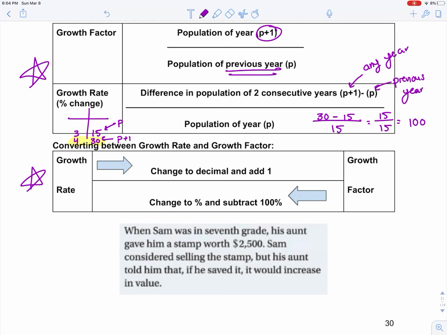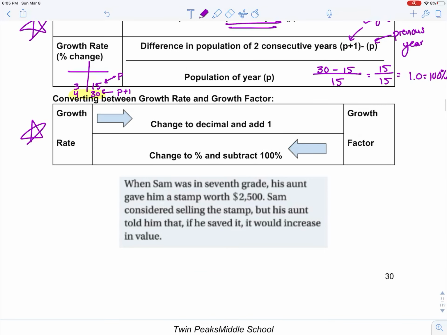Change this into a percentage here. Whoops, hold on. 1.0 is the same thing as 100%. So I have a growth rate of 100%. That's all that means. So if you take the population of 1 year, subtract the population of the previous year, and then divide by that same number, you will get your growth rate. We're going to walk through more examples here.